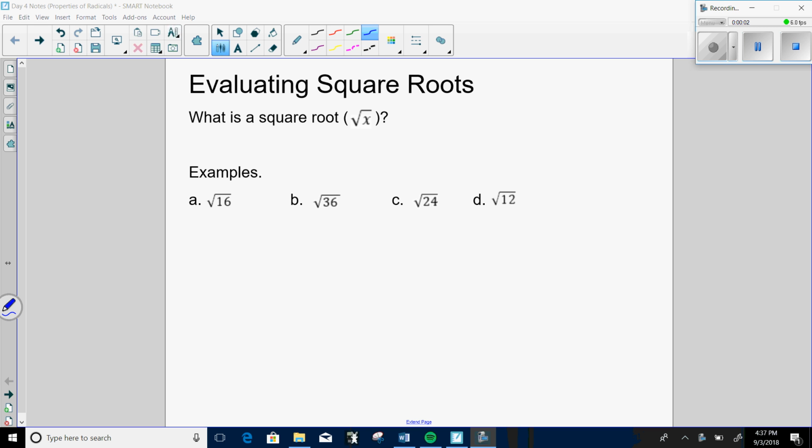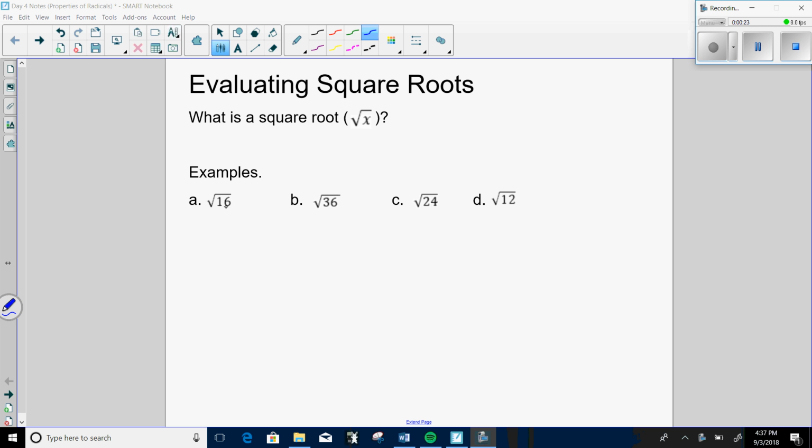The lesson today we're going to talk about is how to evaluate or reduce square roots. So evaluating square roots, what we're doing is we're trying to figure out what the actual numerical value is. Some of them will be perfect squares, some will not. So if it's not a perfect square, we have to be able to reduce it and still have an exact value. So we'll start with a couple of examples.